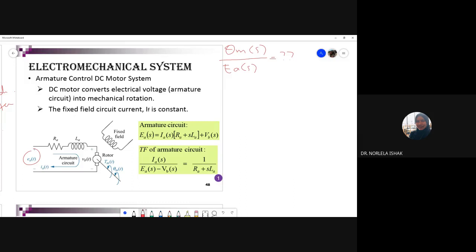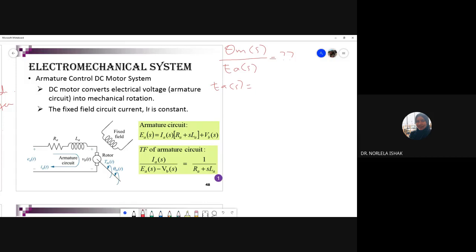Okay, so what is the first subsystem? The first subsystem is the armature. I already listed equation number one here. Let's say we derive the equation from the armature circuit. From the armature circuit, we use Kirchhoff's law. Supply voltage equal to, what is the supply voltage? Our supply voltage, EA.